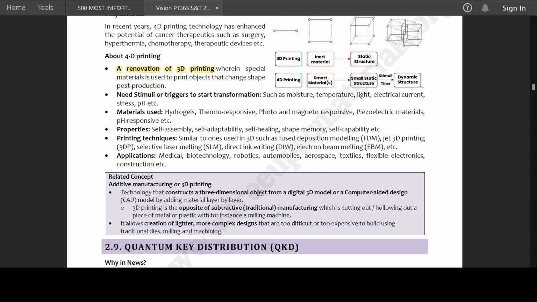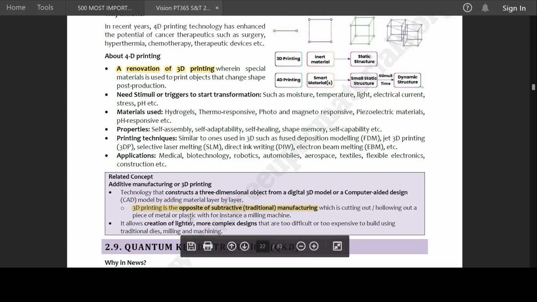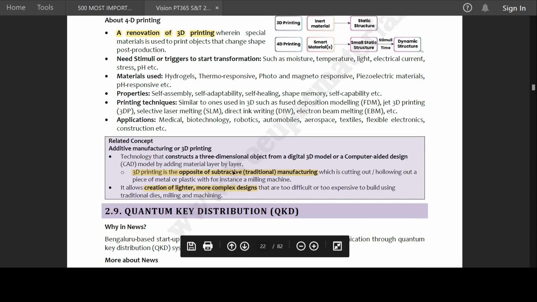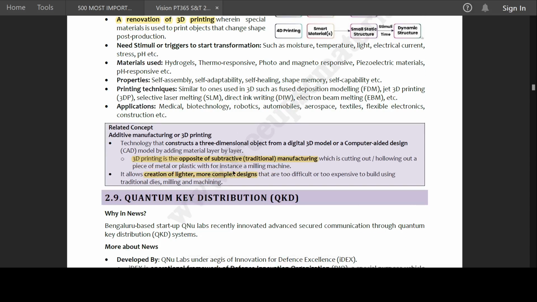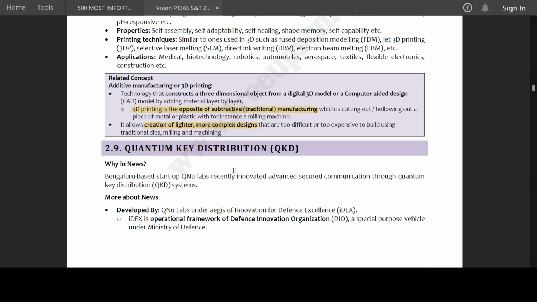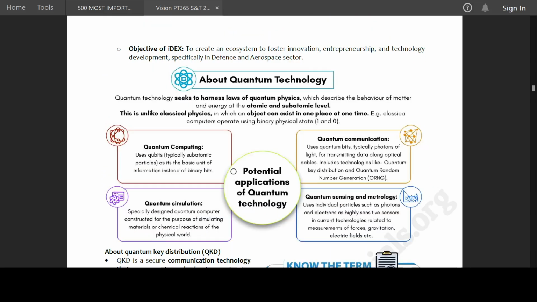Additive manufacturing or 3D printing. Technology that constructs a three-dimensional object from a digital 3D model or a computer-aided design model by adding material layer by layer. 3D printing is the opposite of subtractive traditional manufacturing. It allows creation of lighter, more complex designs that are too difficult or too expensive to build using traditional dies, milling, and machining.